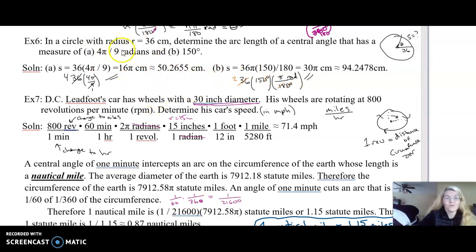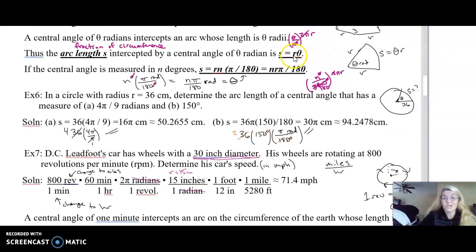Well, for 4 pi over 9 radians, what's my arc length s? According to our simplified formula, it's just r times my radians. So my radius is 36 times 4 pi over 9. 36 over 9 simplifies to 4, and 4 times 4 is 16 pi centimeters. So that's the exact answer, and then here's your decimal approximation.